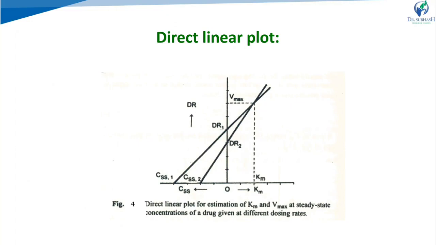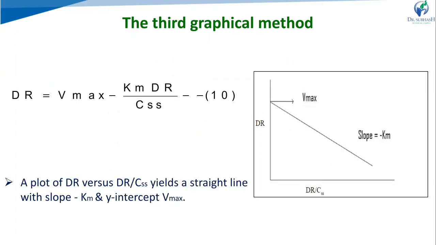In this graph we see a pair of steady state concentrations 1 and 2, obtained with two different dosing rates DR1 and DR2, that are plotted. The points CSS1 and DR1 are joined to form a line, and a second line is obtained similarly by joining CSS2 and DR2. The point where those two lines intersect each other is extrapolated on the DR axis to obtain Vmax, and on the x-axis to get the Km. So from the point where the two lines DR1 and DR2 touch, extrapolating on the x-axis and y-axis we can get both the values of Vmax and the Km.